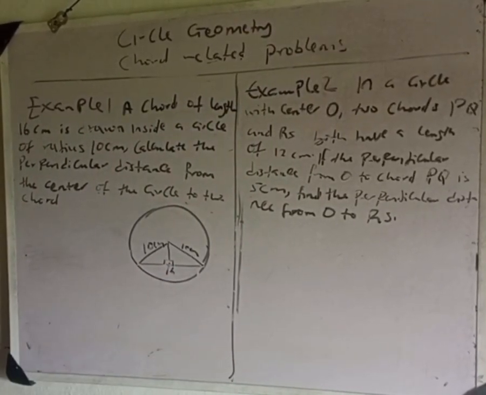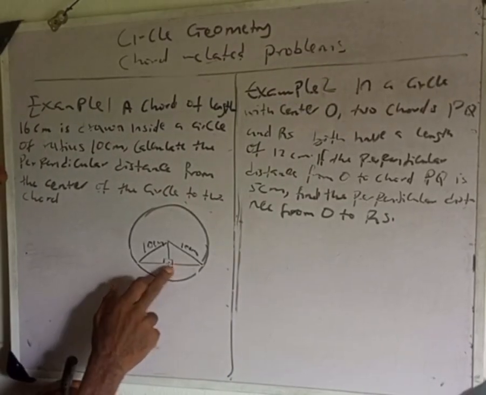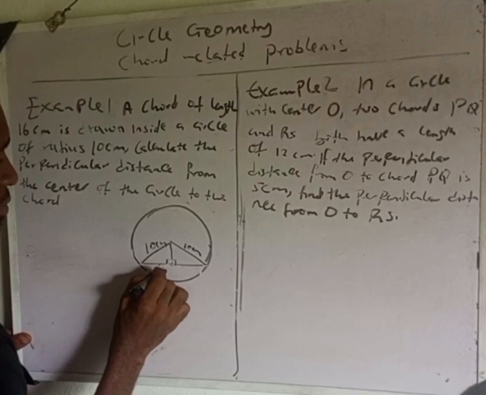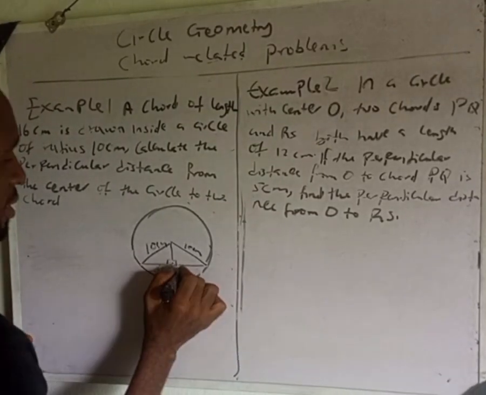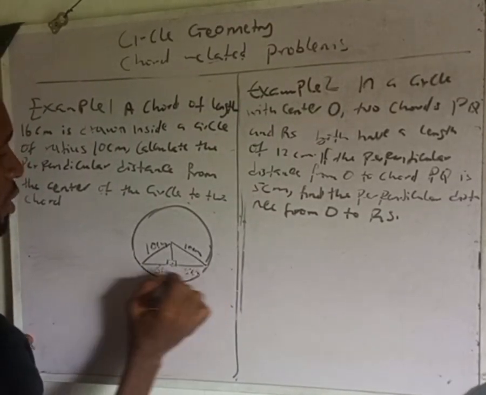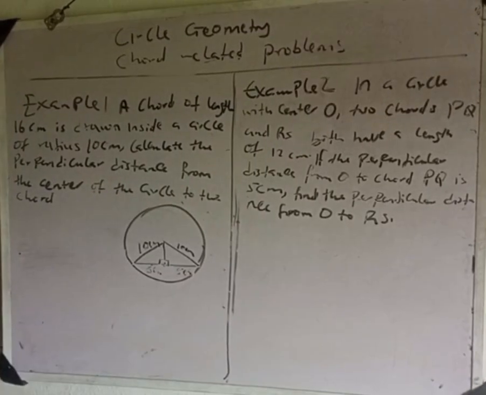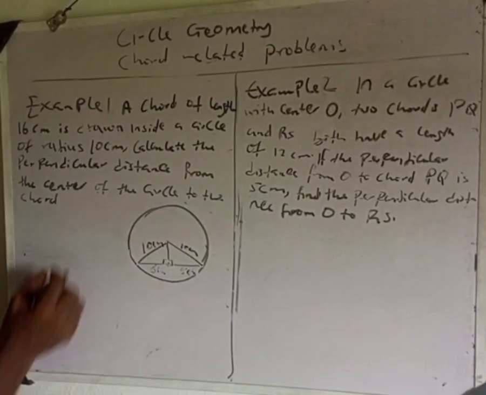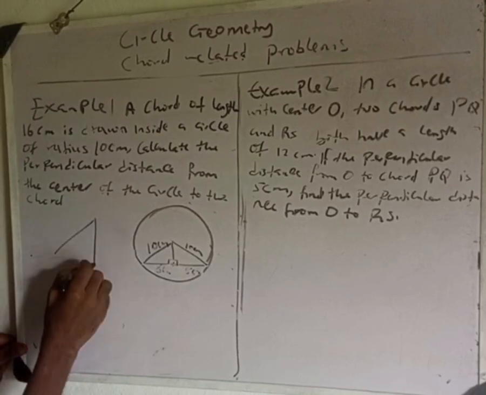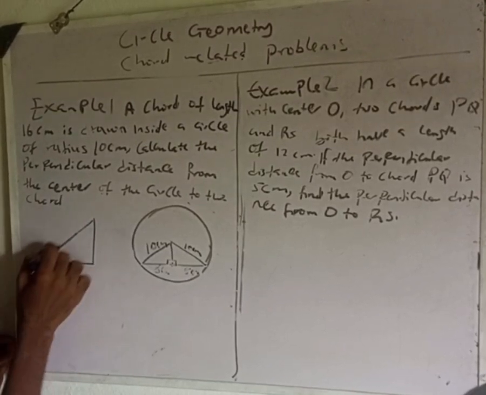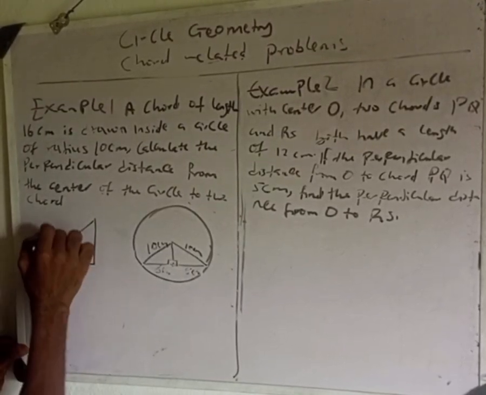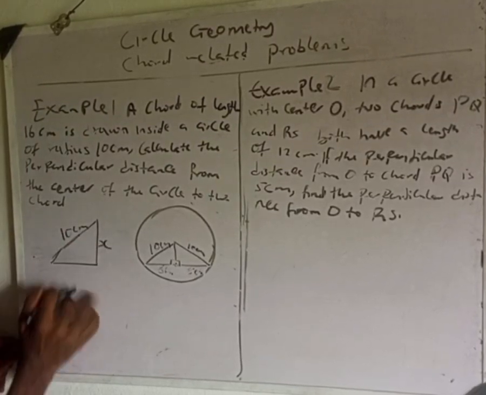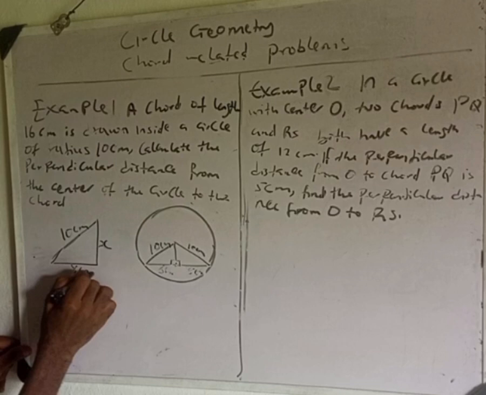So it also means that this 16 length of the chord, 8 cm would be here, and 8 cm would be here. So this will be 8 cm, this will be 8 cm. So I'm going to be bringing out one of these triangles. I'm going to be having something like this. This is a right angle triangle. This is 10 cm. This is what we are told to find. We'll call it our x, and this is 8 cm.